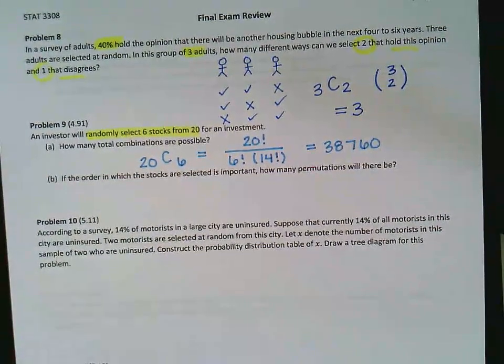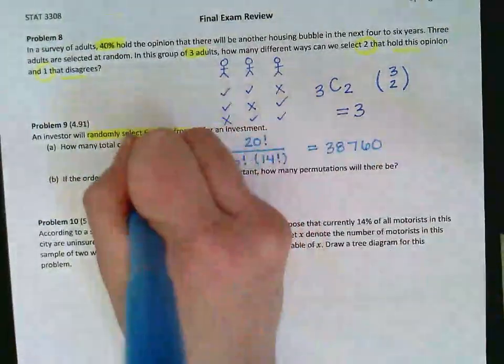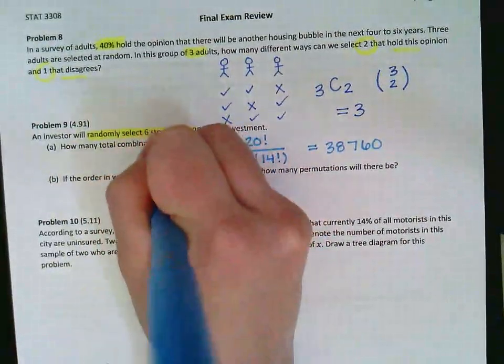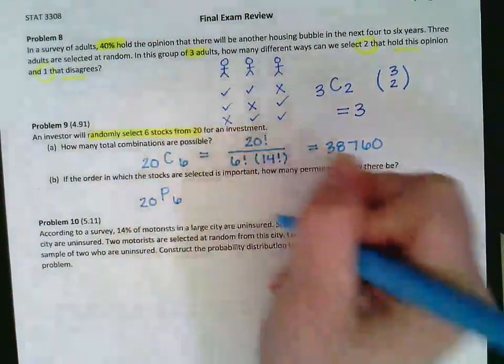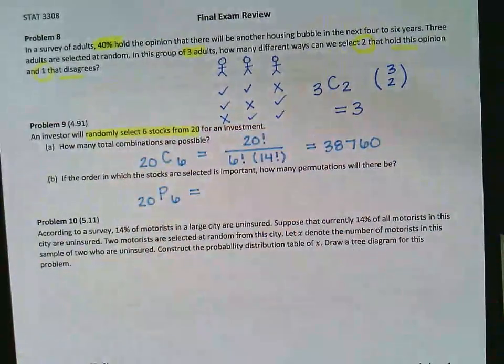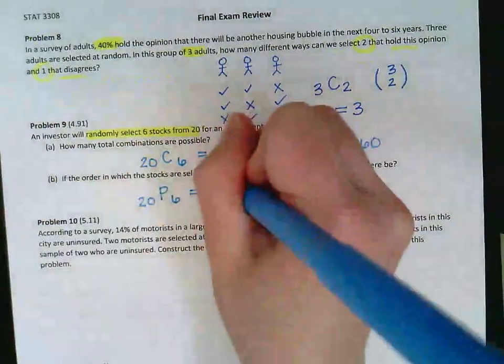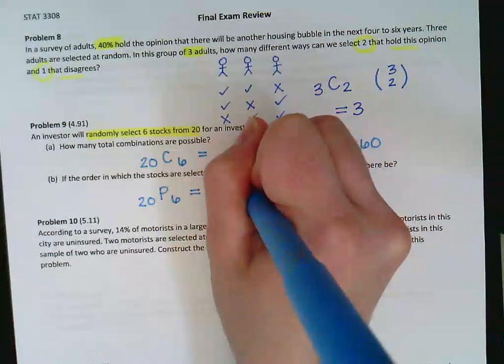Now let's say the order in which these are selected is important. That's called a permutation, okay? And in the question for the final, it would say combination or permutation. You would just need to be able to go and find the equation for that. So the equation for that is 20 factorial.